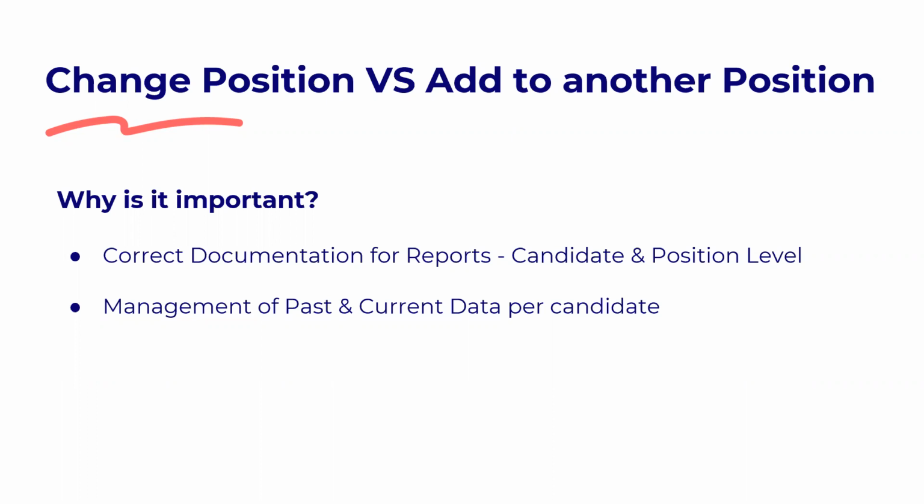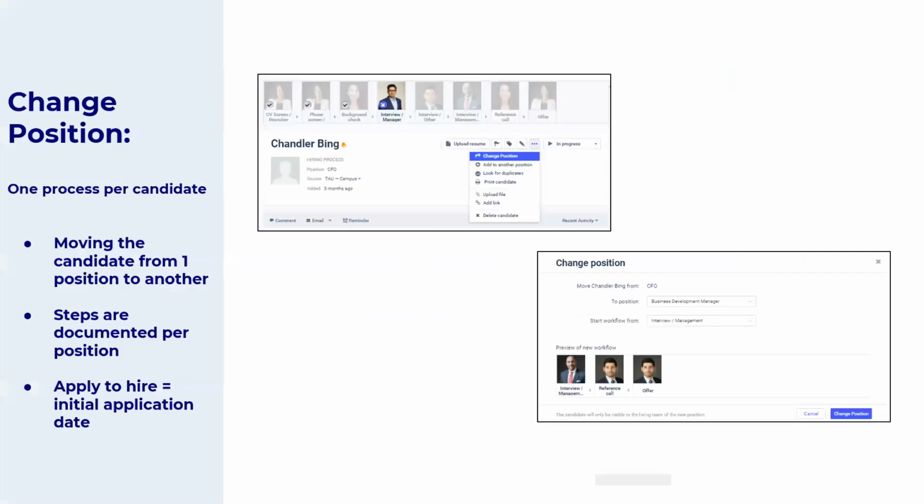So the reason this is so important, first of all, is obviously the answer that you already know, reports. We want to make sure that there's correct documentation for reports, both on a candidate level and a position level. We want to be able to see which steps a candidate completed and which candidates completed which steps on a position level as well. In addition, we want to be able to manage the data and the documentation of past and current data per candidate. So this is actually a really, really important topic. So let's go through some of the scenarios.